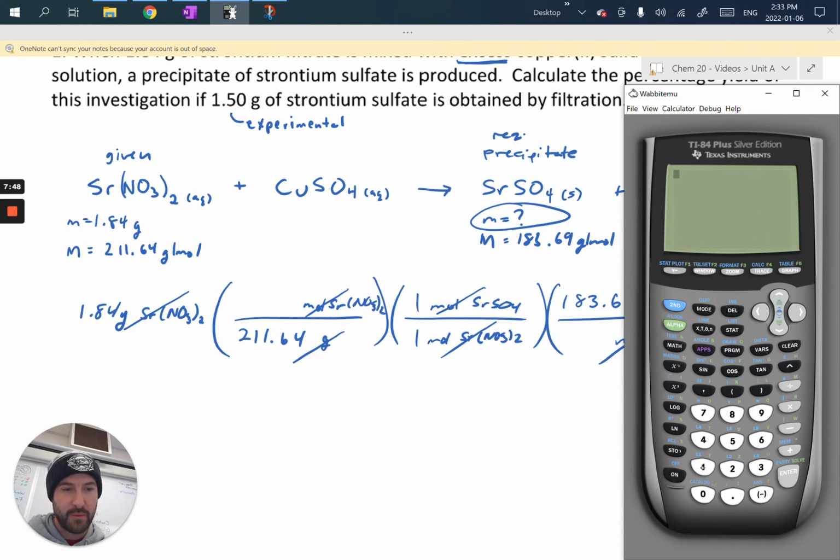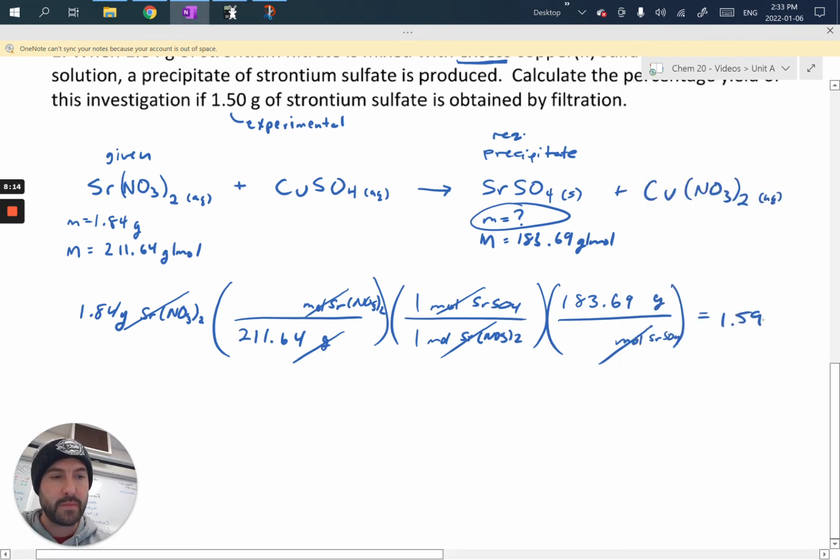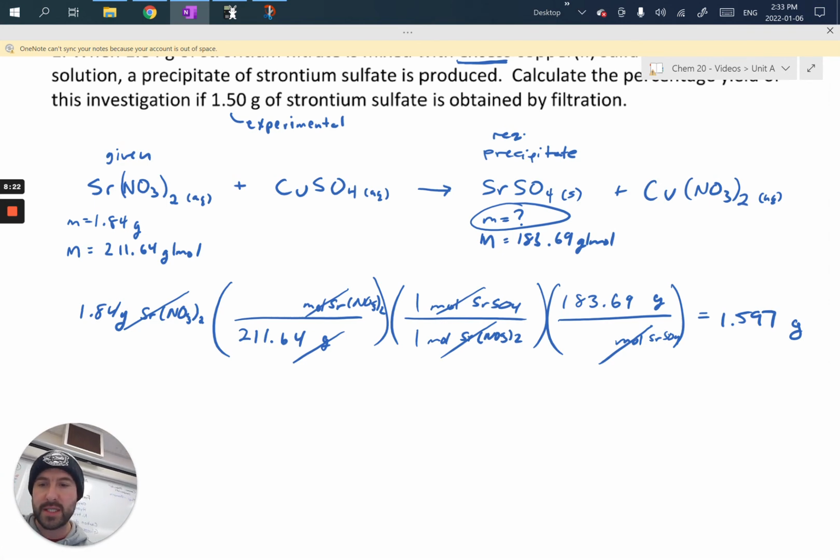So we're going to have 1.84 times 1 over 211.64, and then multiply by 1 over 1. We can kind of skip that step, and then I'm going to multiply by 183.69. And I get my answer here. It's 1.59700. And so I'm not going to round this value to sig digs quite yet because this is still an intermediate step. I just want to know my percent yield here.